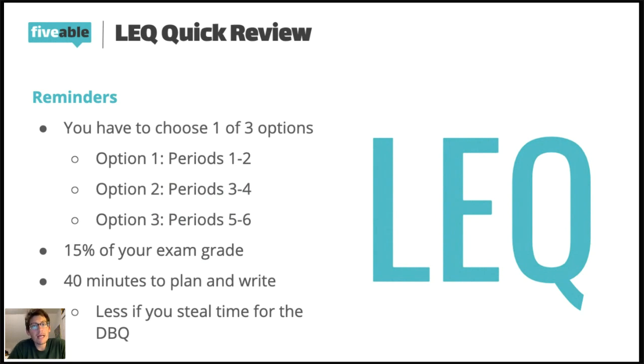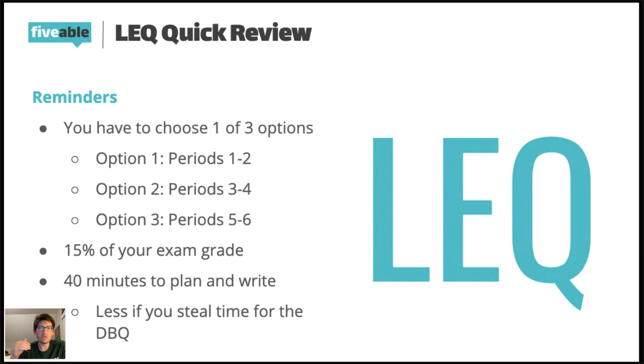So it is worth less than the DBQ, which is 25% of your exam grade. And you write it all in the same block of time. So you get to the exam, you have your multiple choice, that's 55 minutes. Then you'll transition into the SAQ, which you'll get 40 minutes for, and then you'll have a 10-minute break. And then you have 100 minutes, that is an hour and 40 minutes of uninterrupted time to write 2 essays.